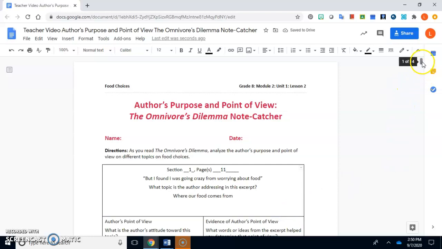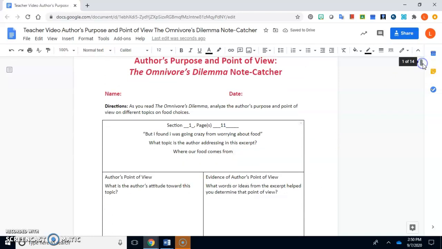So this is where our note catcher is going to come in handy. So we're talking about where our food comes from. And so our next point is, well, what's his attitude toward the subject? When we think about author's purpose in nonfiction text, we're talking about his attitude toward the topic. That means, how does he feel about where our food comes from?